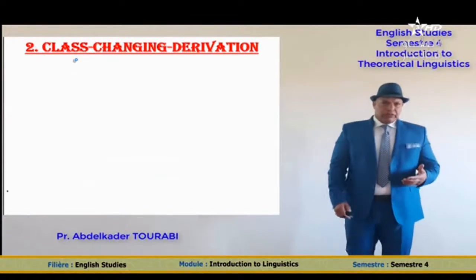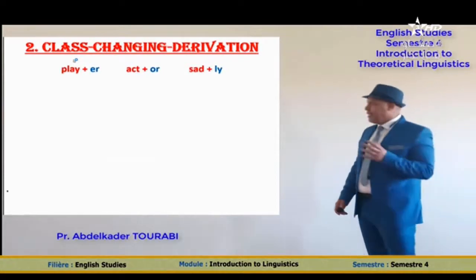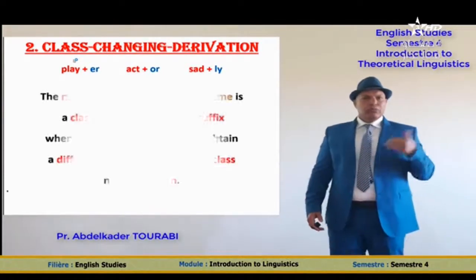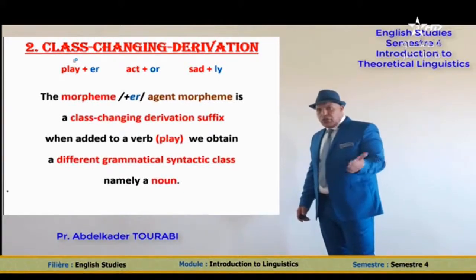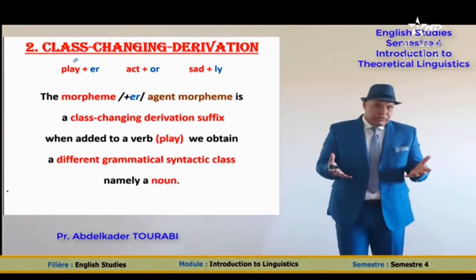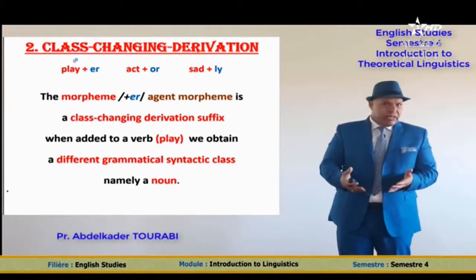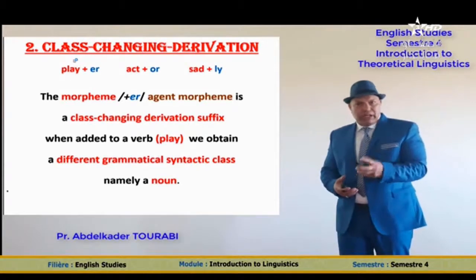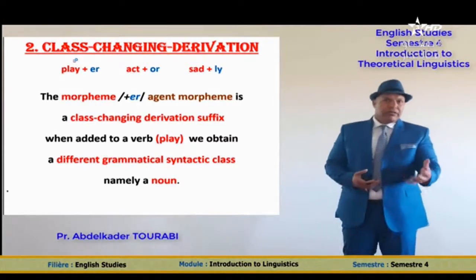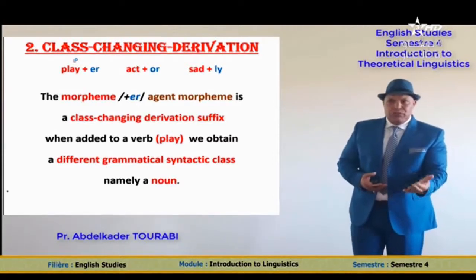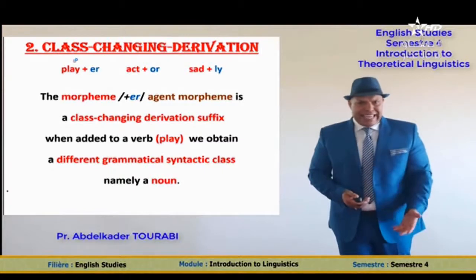Class changing derivation. If we take those examples, we have player, actor, and sadly. In those three, the morpheme ER, the agent morpheme, is a class changing derivational suffix. When added to the verb, for example the verb play, we obtain a different grammatical syntactic class, namely the noun. So we have a verb, and when we add ER to it, it gives us a noun. Act as a verb gives us actor, a noun. And the third one, we have sad, which is an adjective. When we add ly to it, it gives us another category, which is adverbs, and we have sadly.